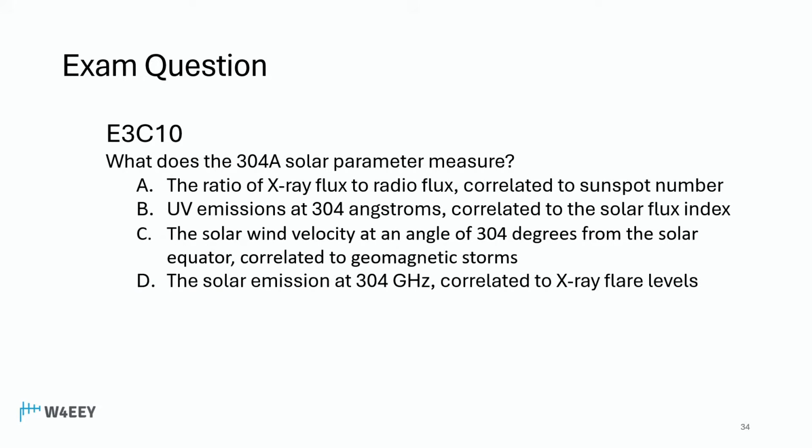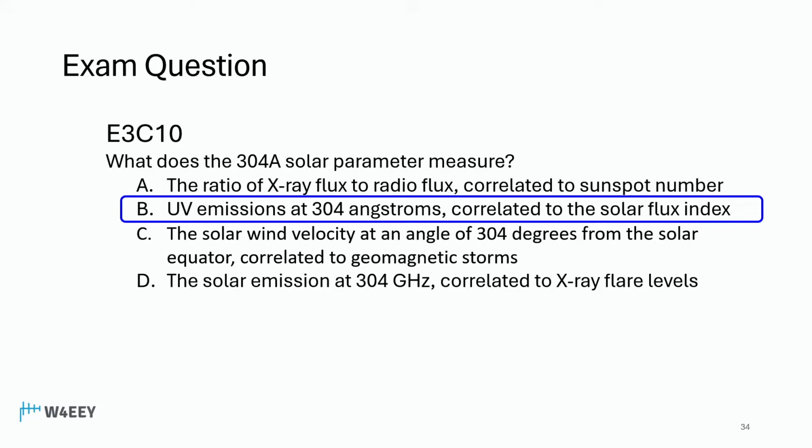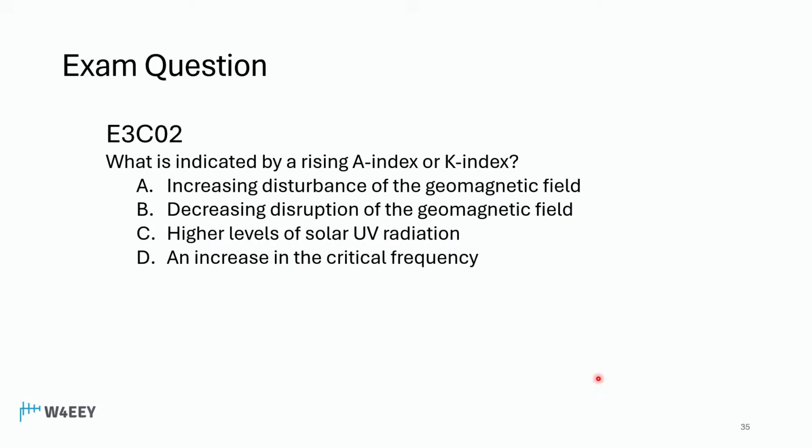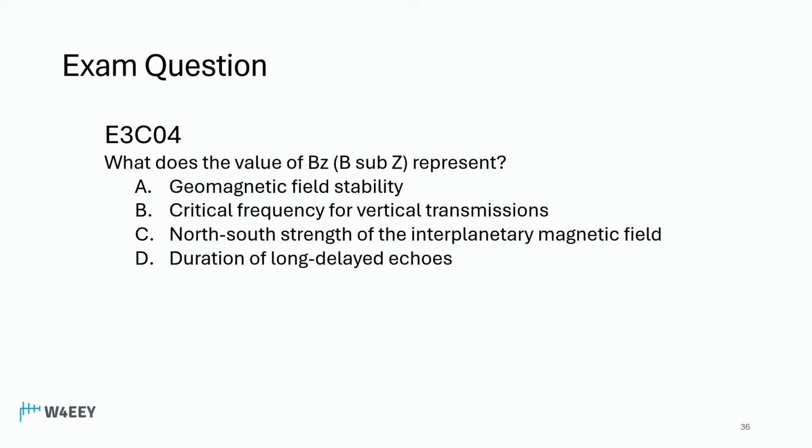What does the 304A solar parameter measure? Bravo. Okay, the 304A and angstroms go together. That makes this an easy one to get. What is indicated by a rising A index or K index? Alpha. Alpha, increasing disturbance of the geomagnetic field, which correlates to poor propagation.